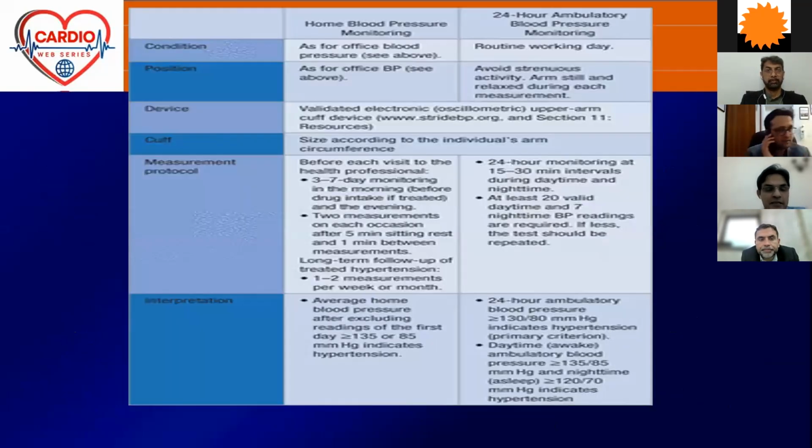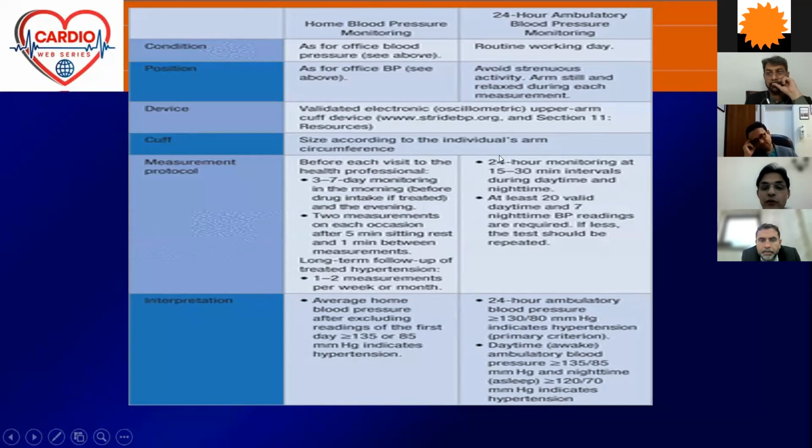Again, this is a little busy, blurred slide, but when it comes to home-based blood pressure monitoring, the measurement protocol is: before each visit to the health professional, 3 to 7 days of monitoring in the morning before drug intake if treated, and in the evening. 2 measurements on each occasion after 5 minutes sitting at rest and 1 minute between measurements, and for long-term follow-up of treated hypertension, 1 to 2 measurements per week or month.